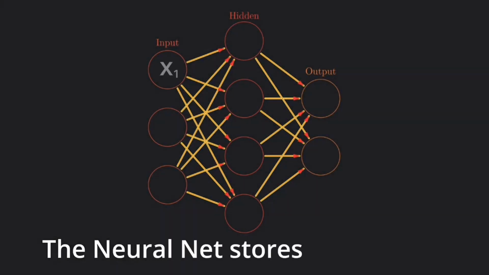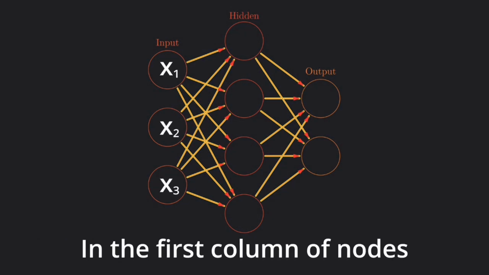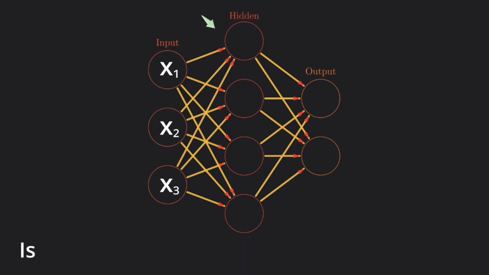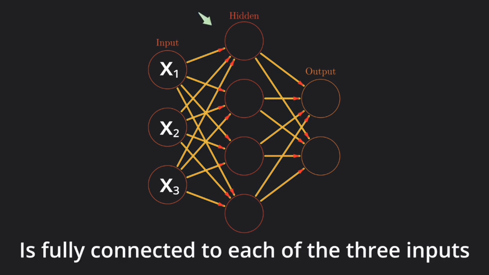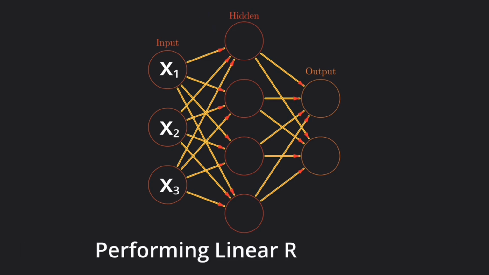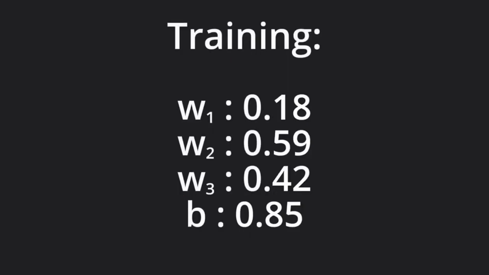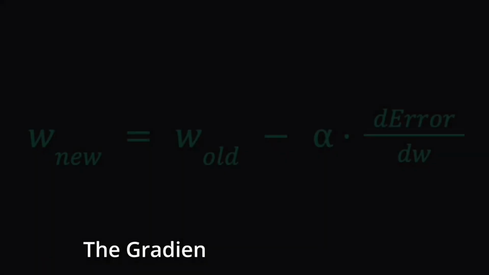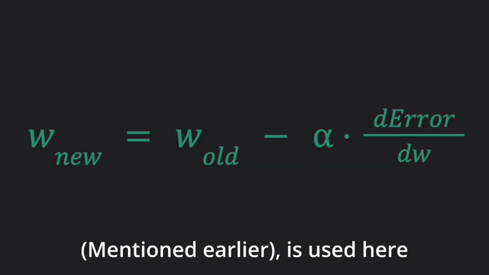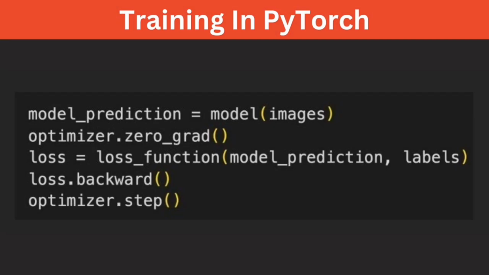The neural network stores X1, X2, and X3 in the first column of nodes, and each node in the hidden layer is fully connected to each of the 3 inputs. That means that each hidden node is performing linear regression based on this equation. Each hidden node learns W1 through W3 plus a constant b so that each hidden node can predict a number y. During this learning phase, the values of the w's and b's are adjusted until we're satisfied with the model's accuracy. The gradient descent algorithm mentioned earlier is used here. We'll also talk about how to implement a PyTorch training loop at a high level later on in the video.